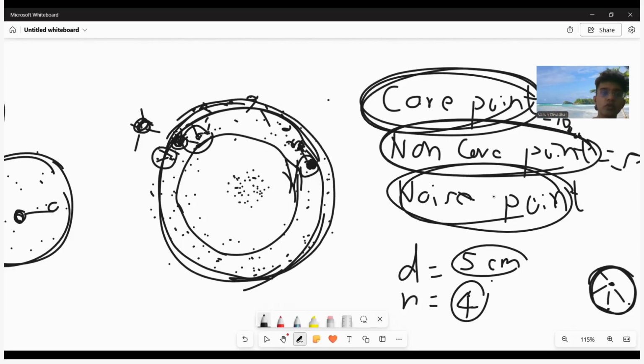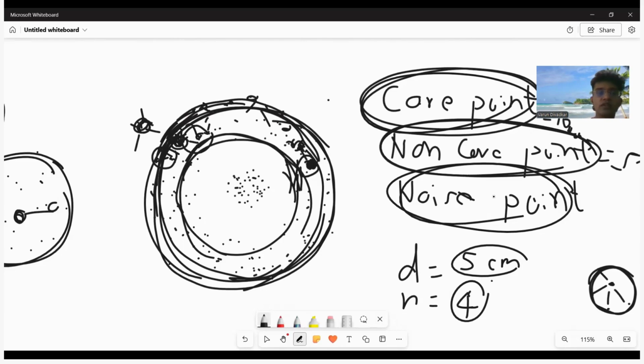So once you expand all the core points to form one cluster, it's going to associate the non-core points as well to the same cluster. All right. So now this cluster is formed of all the core points and the non-core points in the vicinity. Obviously, noise points are not going to be included here. Noise points are going to be noise points.